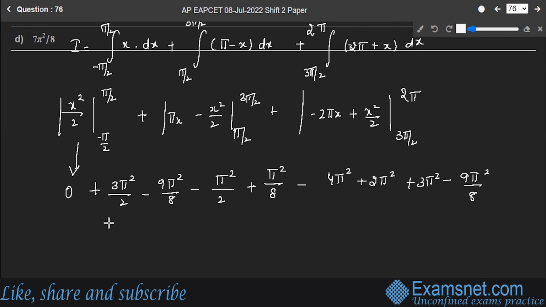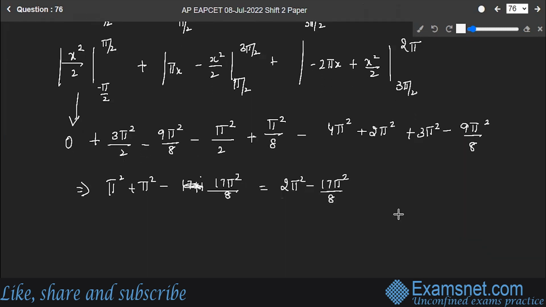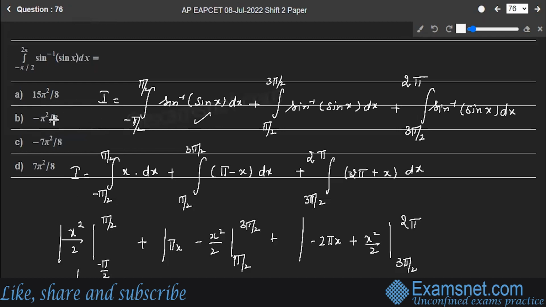So let's solve it further. You will have π² plus π² minus 17π² upon 8. This will be 2π² minus 17π²/8, or this will evaluate to be minus π²/8. So we got our answer, minus π²/8. We have option B as the answer.